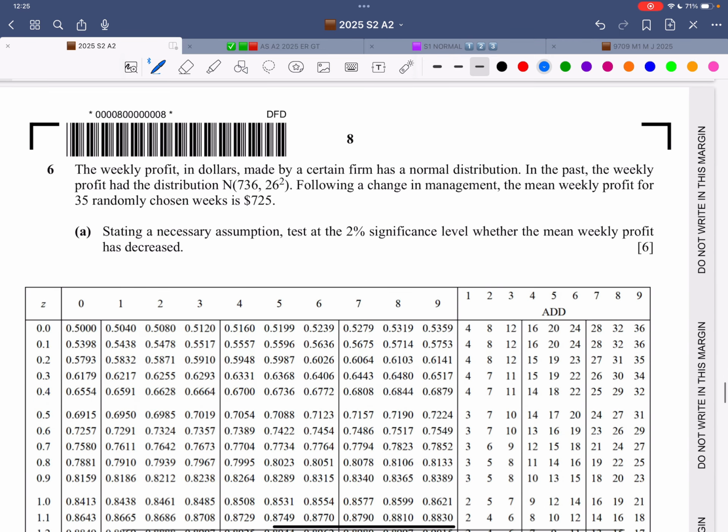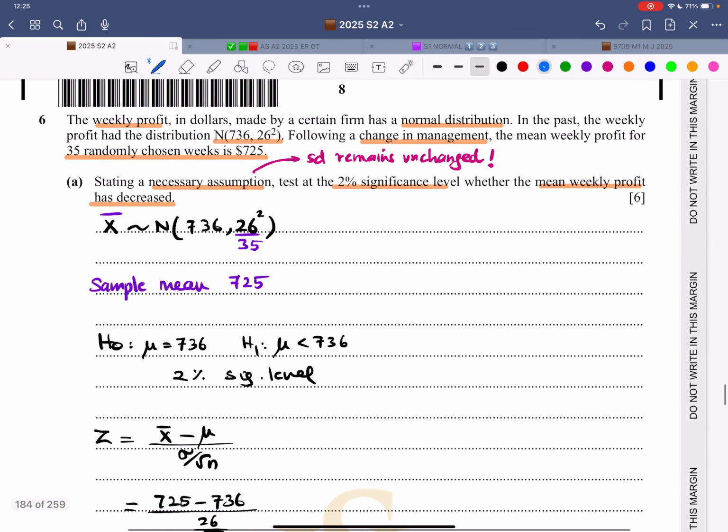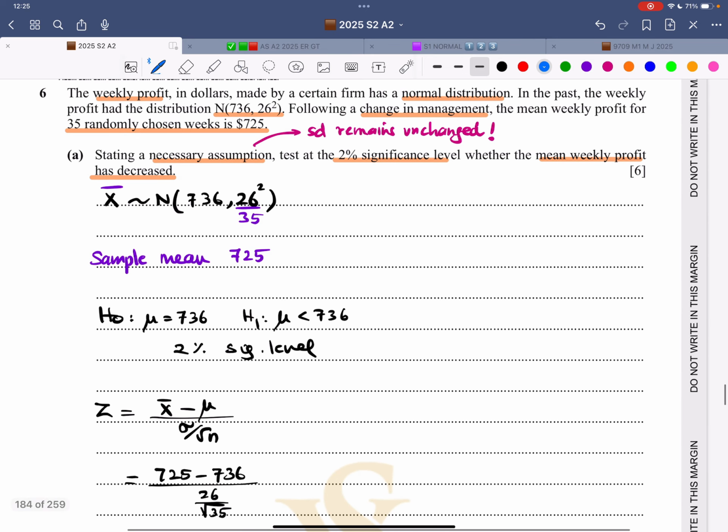Question number 6. It says the weekly profit in dollars made by a certain firm has a normal distribution. In the past, the weekly profit had the distribution such and such. Following a change in management, the mean weekly profit for 35 randomly chosen weeks is this thing. So that is already the mean. So now X bar follows a normal distribution, 736, 26 squared divided by 35. That's the number of samples. Sample mean value 725.